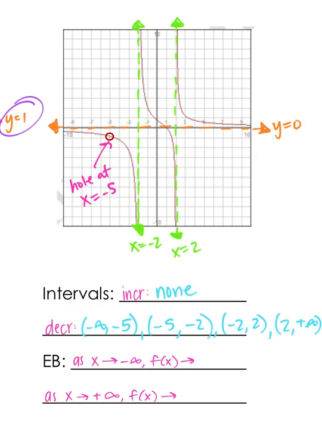And then my end behavior, where is my left end going? It's going towards the horizontal asymptote at 0. Where is my right end going? Again, towards the horizontal asymptote at 0.